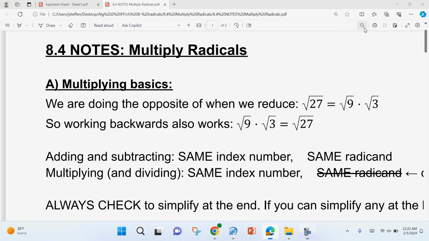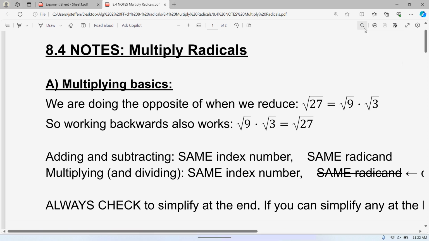Today we were doing radicals. Last lesson we did 8.3, which was adding and subtracting, and then 8.1 and 8.2 were over reducing radicals. Now, not a huge surprise, today's lesson, in my opinion, is pretty easy, except for the reducing radical part. So just like adding and subtracting, in my opinion, the hard part is reducing radicals.